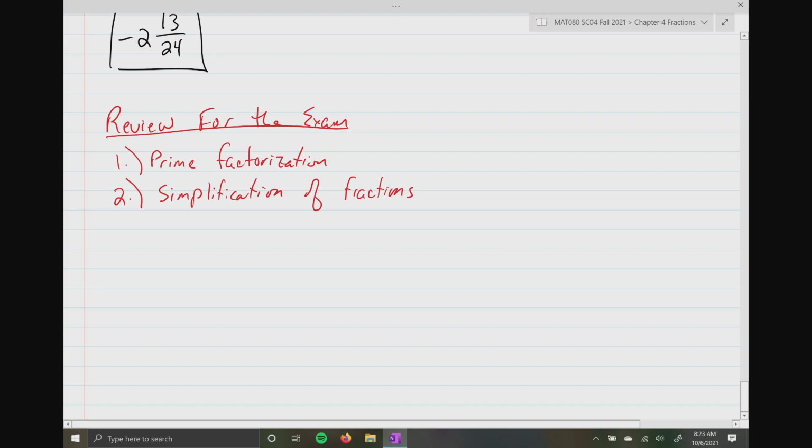Simplification of fractions. You got to know how to simplify fractions. And in order for you to be successful at simplification of fractions, what do you have to know how to do first? Factorization. You got to know how to prime factorize. Okay? 3.